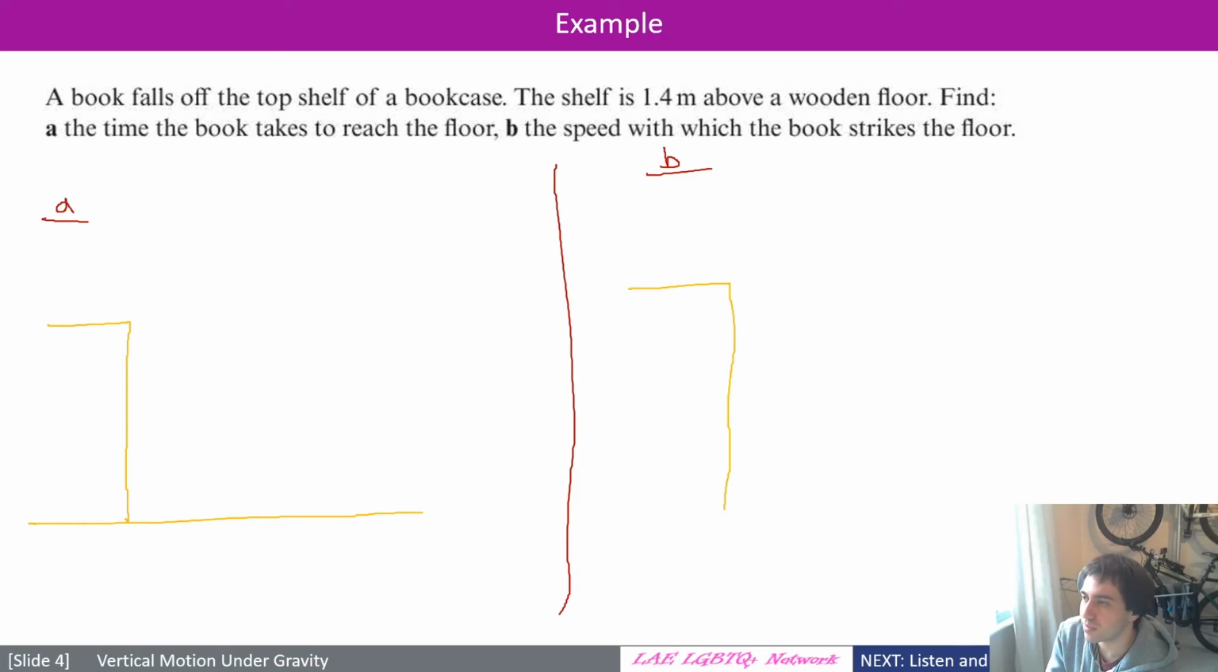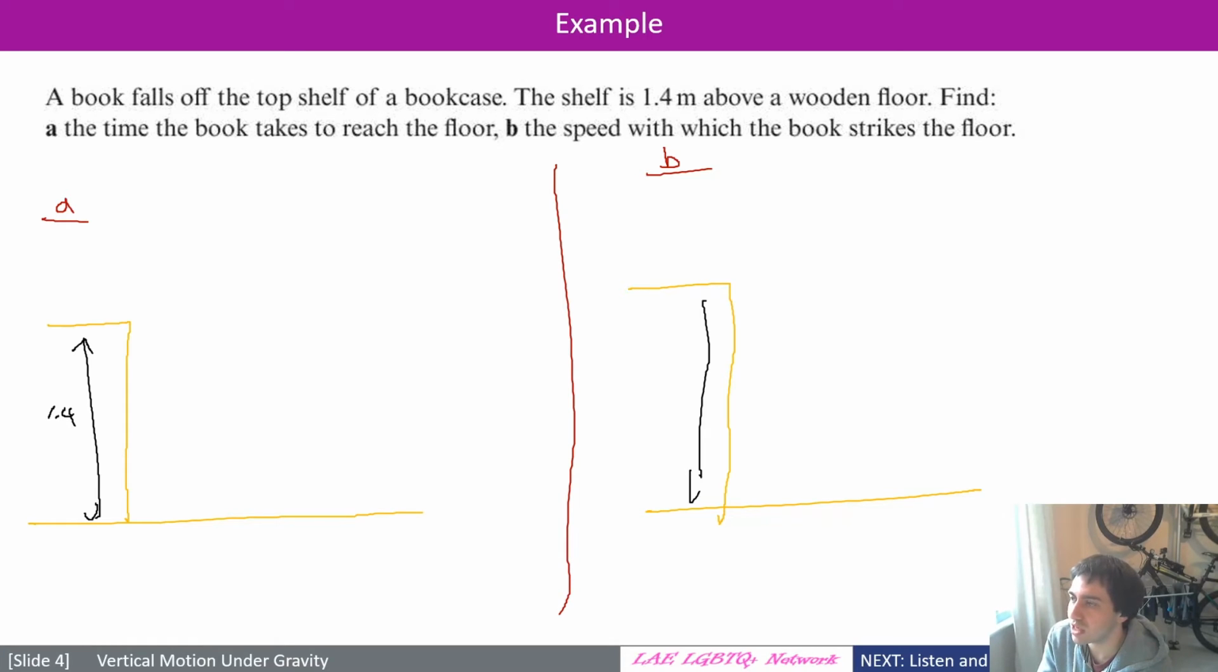But here's the information we've been given. It's 1.4 meters above in each case. The book falls, so it just starts falling. So let's start doing SUVAT. For A, what do I know? So the initial speed is 0. The time taken is the thing I want to know. The distance is 1.4.